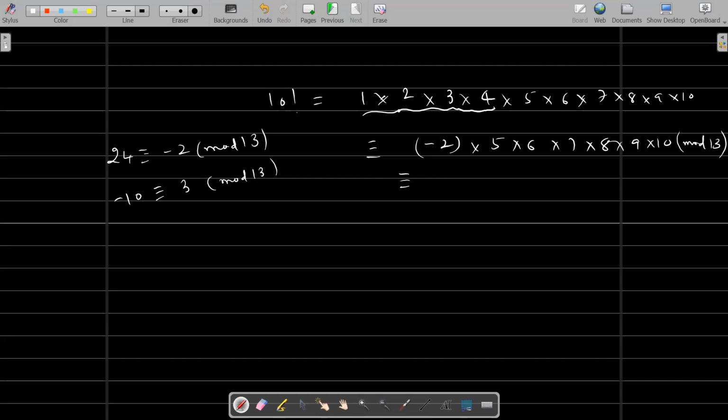In fact, if you solve more and more problems on congruence, you'll be comfortable with all these calculations. So it's just about practice. There is no great concept in that. So minus 2 into 5, I can replace by 3.